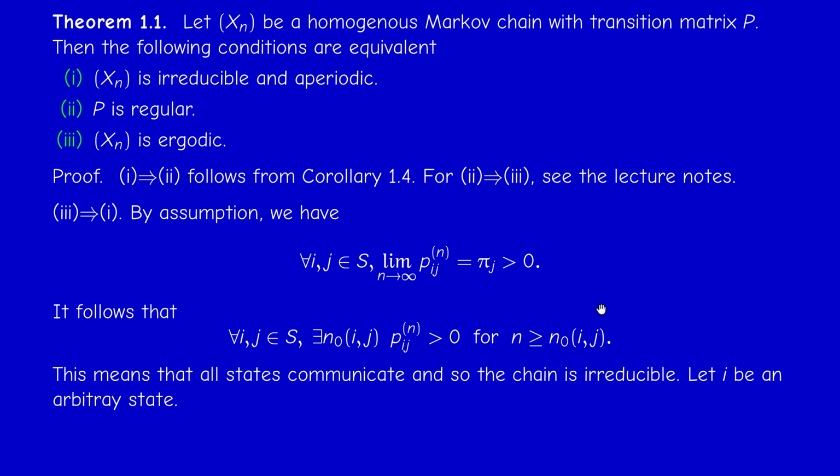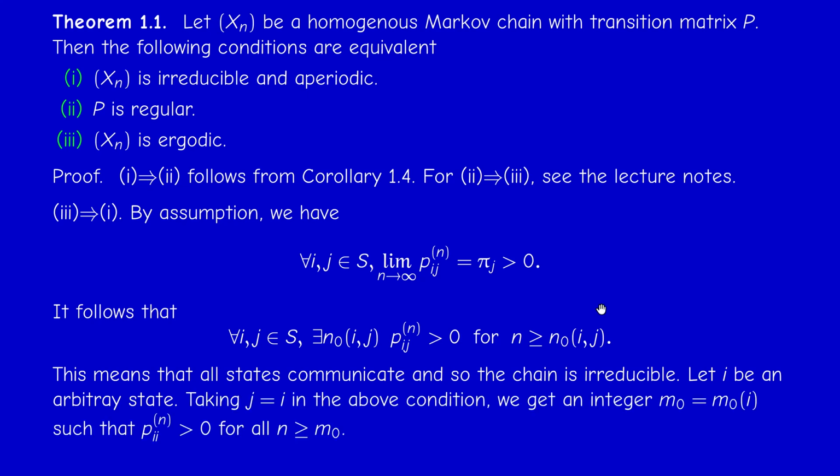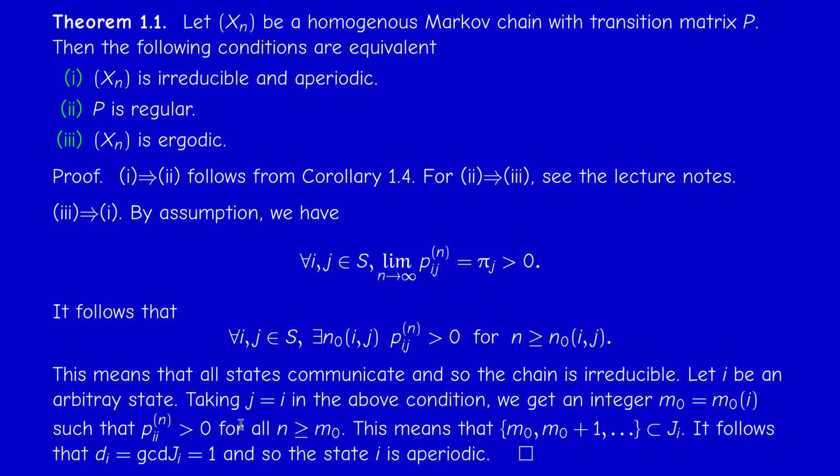Now, the aperiodicity. Consider an arbitrary state i. If we take j equal to i in this condition, we'll get a certain rank that I call m0 of i, such that p_ii to the n is positive for every n bigger than or equal to m0. So there is a cycle of length n, of any length n big enough, from i to itself. What does this mean? It means that m0 belongs to G_i, recall this set, and m0 plus 1 also belongs to this set, and so on. So we have two consecutive integers in this set, and therefore the greatest common divisor is 1. So d_i is 1. And that's it.